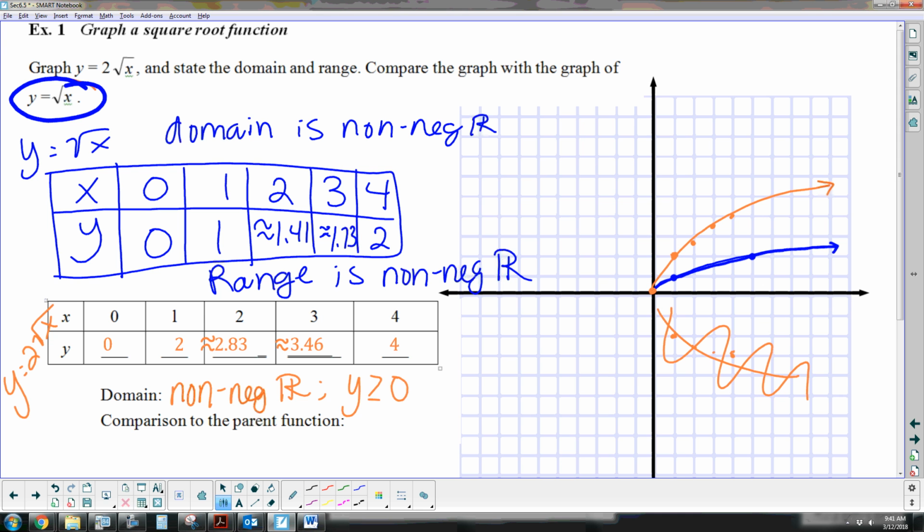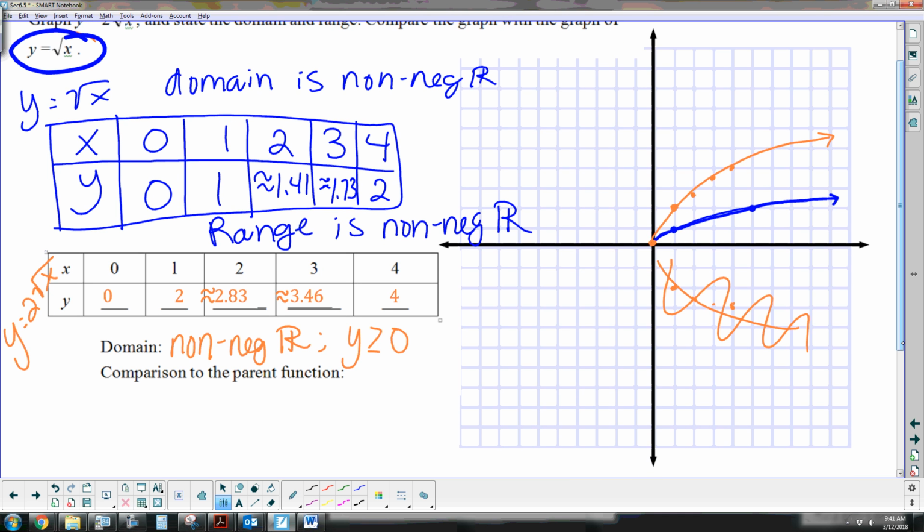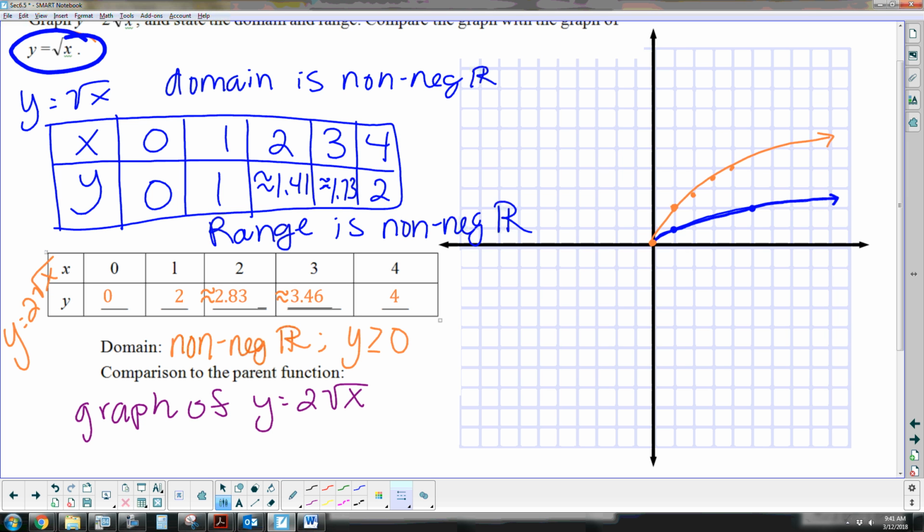So let's compare this function with the parent function. We're comparing the orange function, 2 times the square root of x, with the parent function of y equals the square root of x. If you look at these graphs, the graph of y equals 2 times the square root of x is a vertical stretch. It's taller than the original function for the same x values.